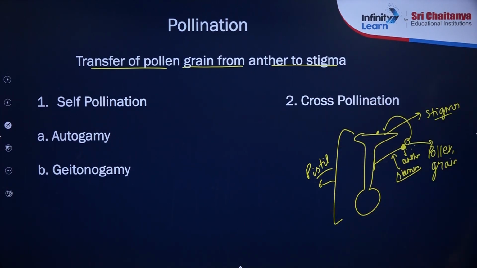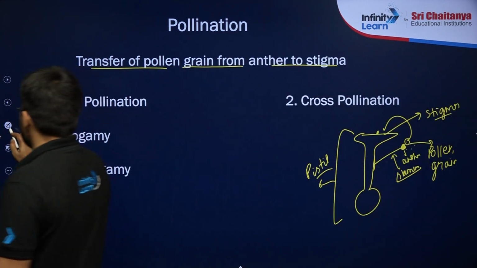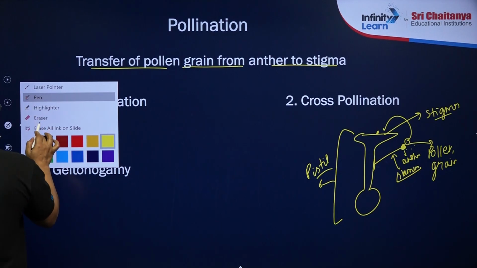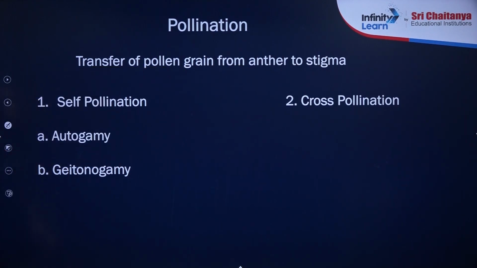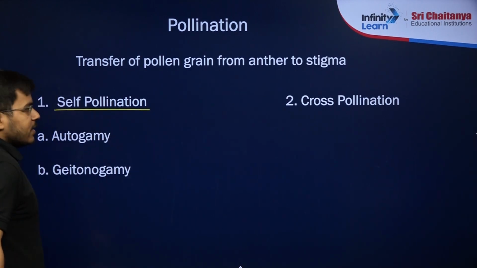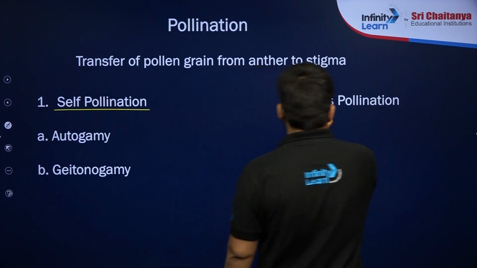Now students, this pollination process can take place in many ways. What are these different ways in which pollination can take place? These are broadly divided into two types. One is self-pollination, and the other is cross-pollination.